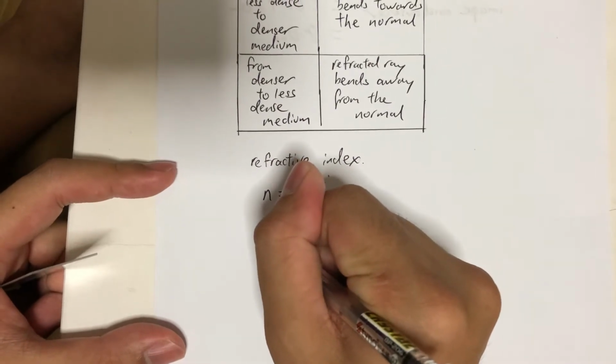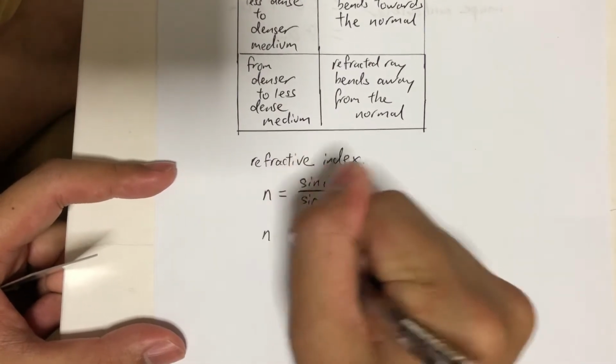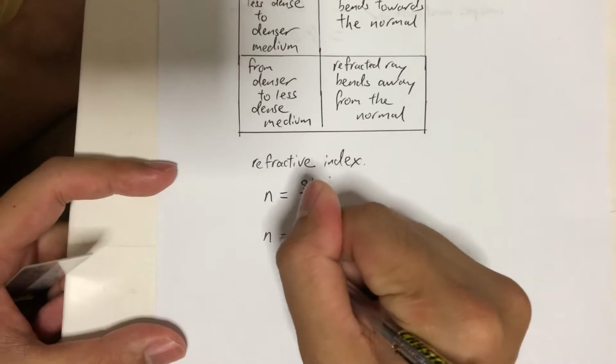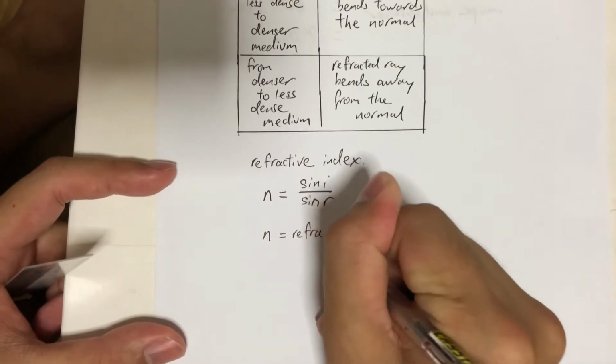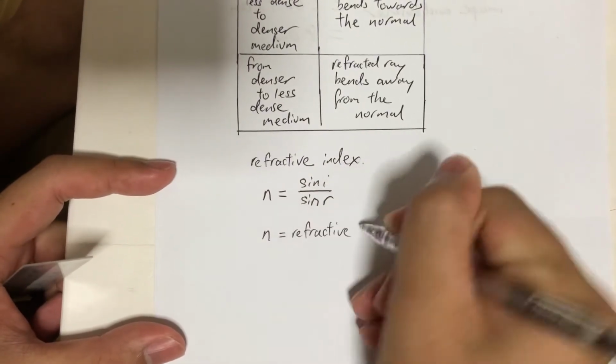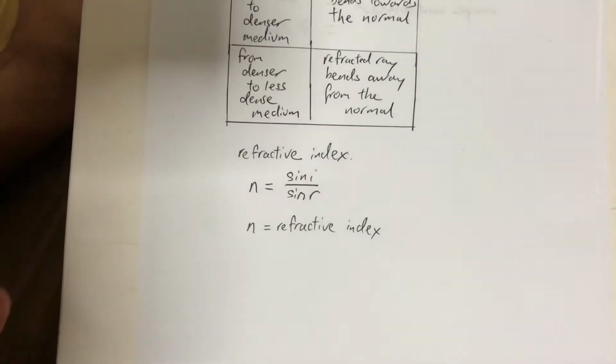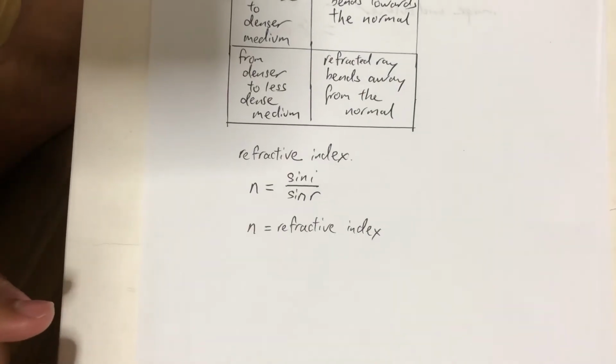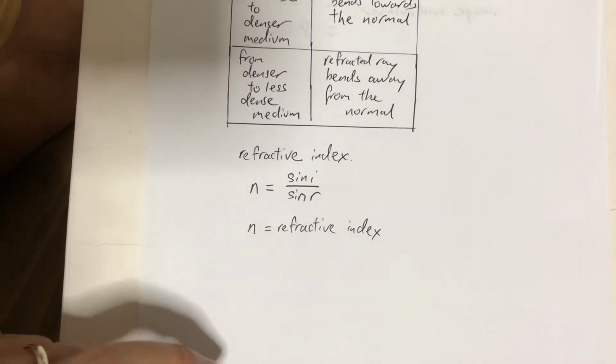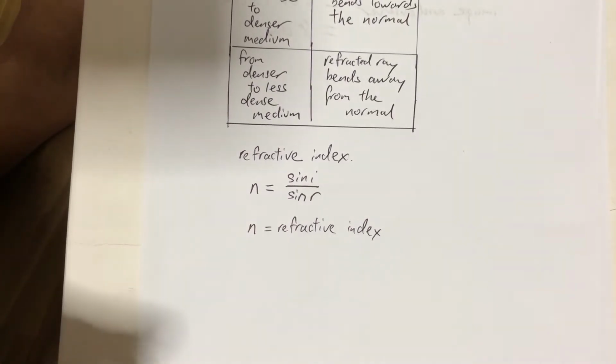Down here we have to be a bit more careful. n is actually the refractive index. It does not have any units. I repeat again, it does not have any units. i and r here are actually the angles of incidence and angles of refraction.